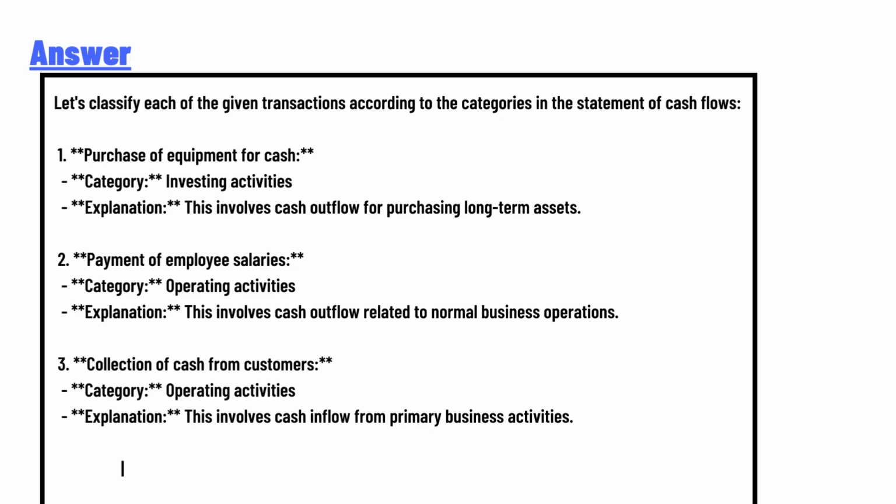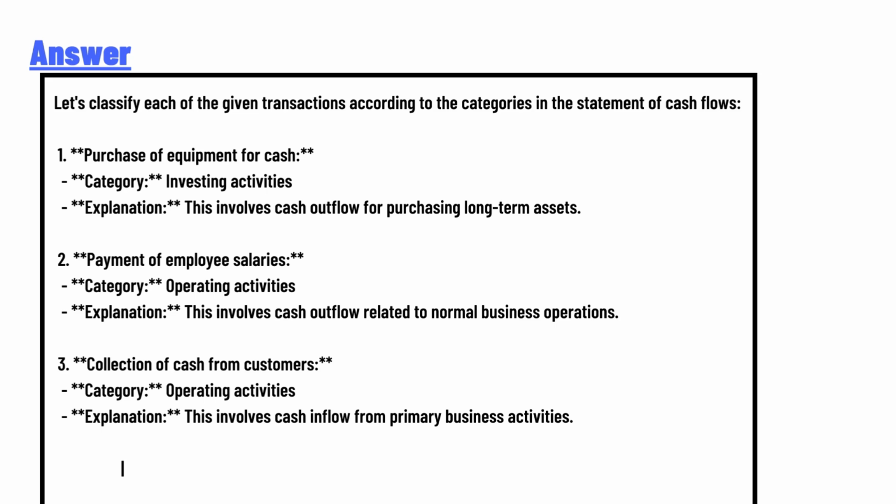Issuing of common stock for cash, category: financing activity. Explanation: this involves cash inflow from issuing stock to raise capital. Sale of equipment for cash, category: investing activities. Explanation: this involves cash inflow from selling long-term assets. Payment of interest on note payable, category: operating activities.